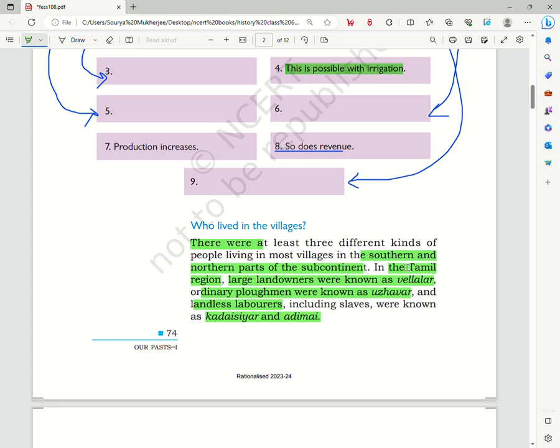Similar divisions were found in the northern region also. The terms that we have studied here are specific to the Tamil region, in the southern part of India. In the Tamil region, the large landowners were known as Velalar, ordinary plowmen were called Uzhavar, and the landless laborers were known as Kadaisiyar and Adimai.